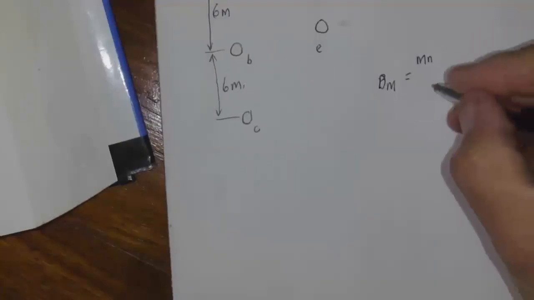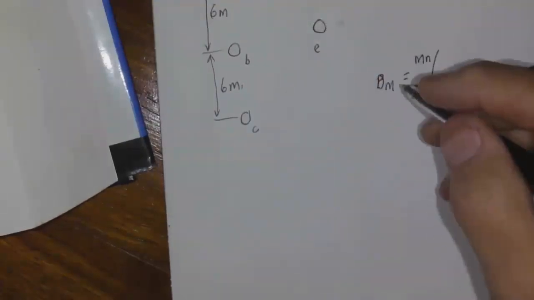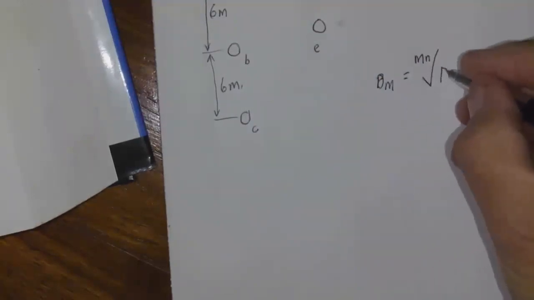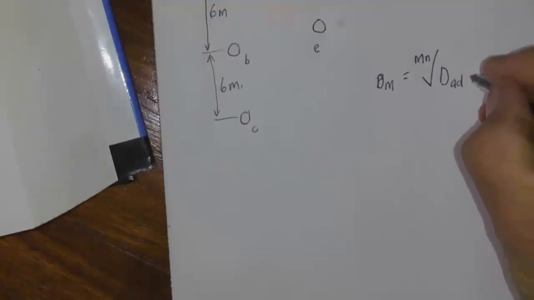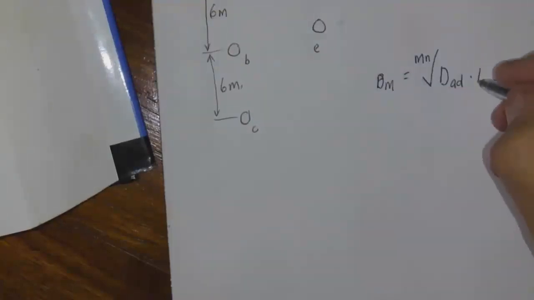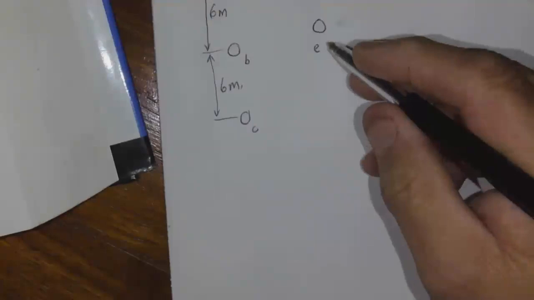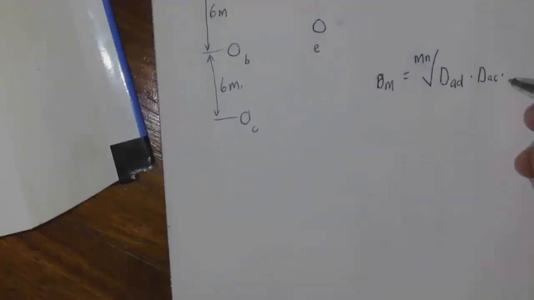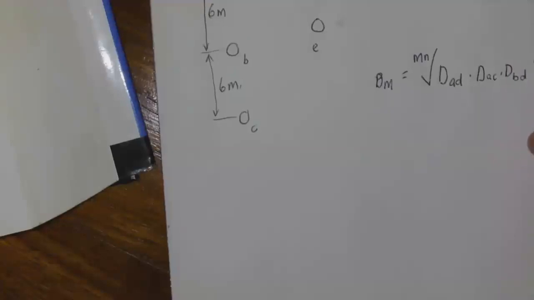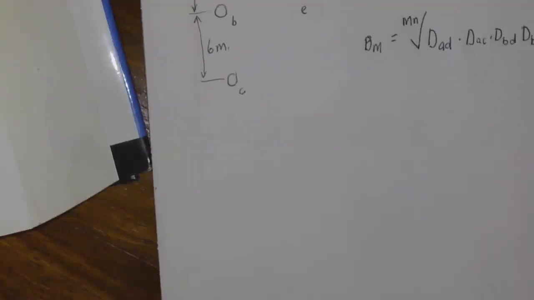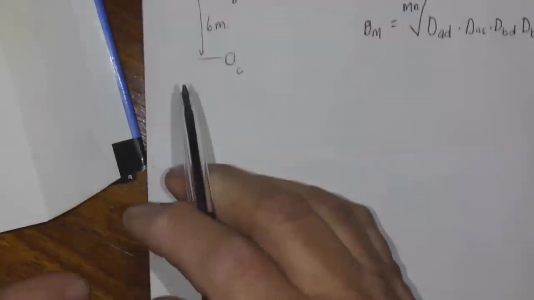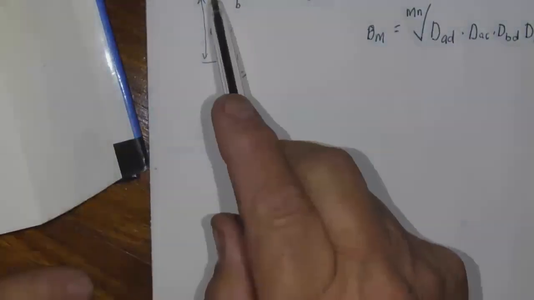Now that is the mnth root of DAD, from A to D, times DAC, A to C, times D from B to D, and B to E. And then we've got times DCD and DCE. So now the distance from A to D is 9, and B to E is 9.